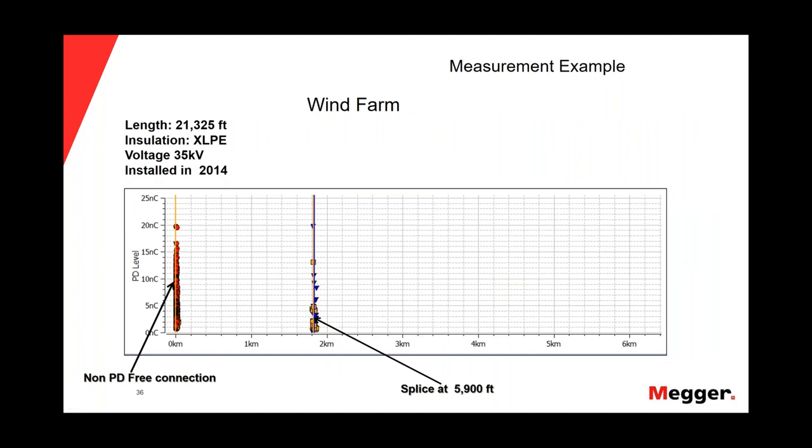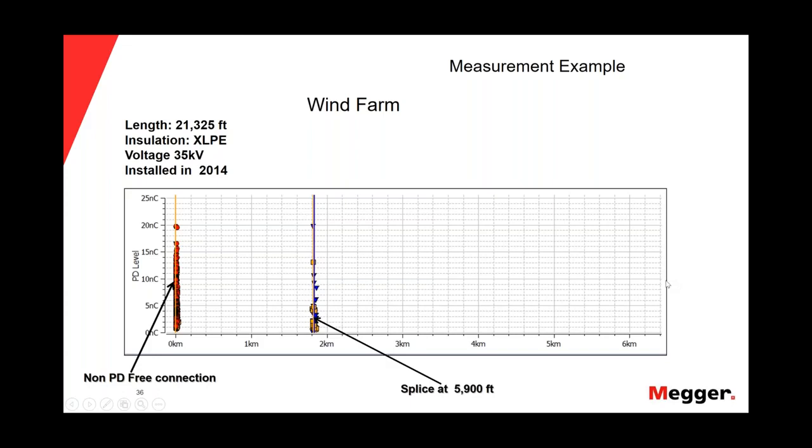Here we're seeing an example of a PD measurement. It was made on a cable with a length of almost 21,000 feet. The insulation was XLPE and the voltage was 35 kV. You can see here in the horizontal axis the length of the cable is 6.5 kilometers, which means around 21,000 feet, and in the vertical axis the level of the partial discharge detected. You can see that in phase A we have PD activity at the beginning of the cable. The problem was that we didn't have a PD-free connection. For that reason, it's very important to have a PD-free connection between the cable under test and our high voltage test lead, okay? But in phases B and C, you can see that at 5,900 feet we have PD activity.